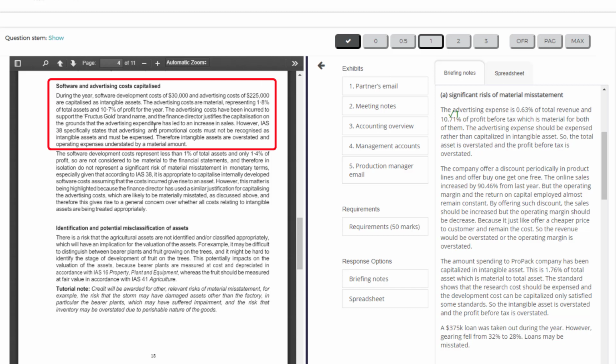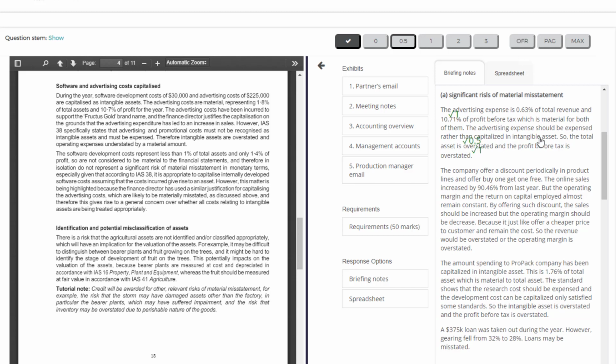Also worth noting that instead of just saying asset is overstated, the model answer is more specific about the type of asset that's overstated, and it's operating expenses that are being understated, rather than just talking about profit before tax generally. And so, although there are some decent points in here, it's certainly not worth anywhere near the full 3 marks. I'm going to give that 1.5.